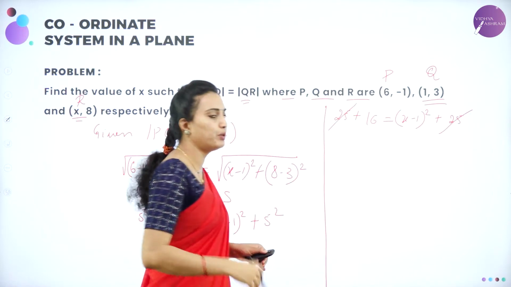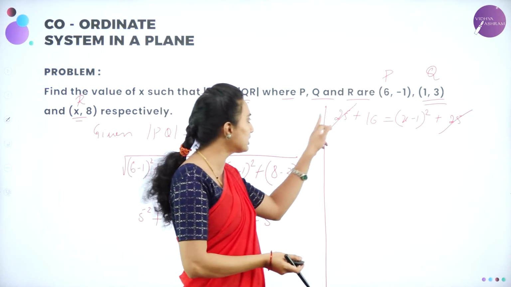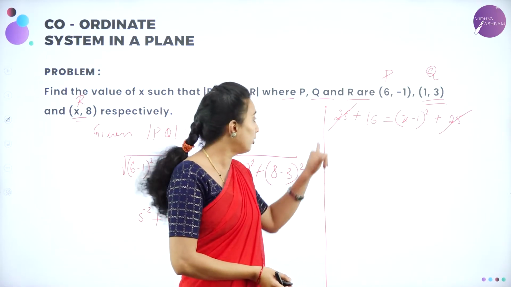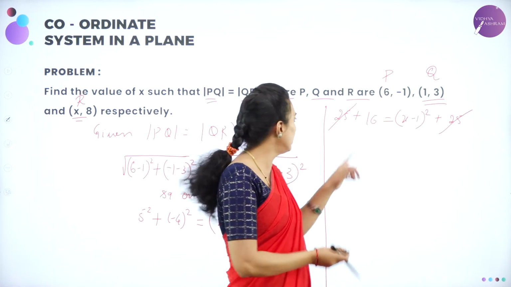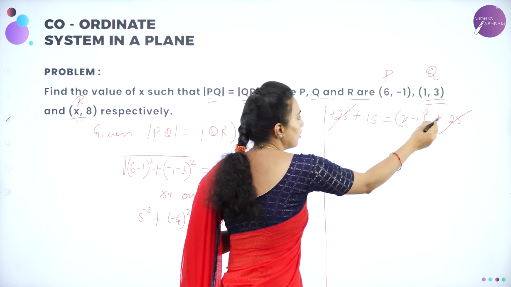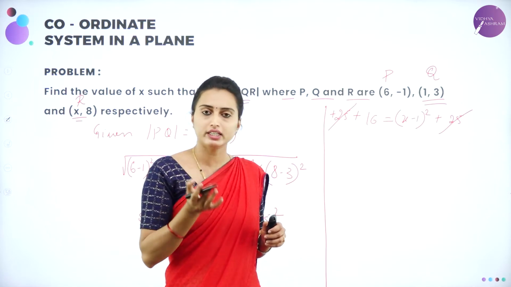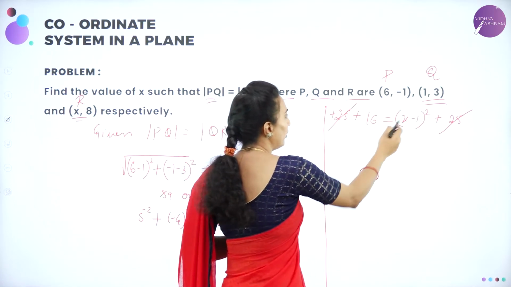Now plus 25 will get cancelled. If both the signs are positive on either side of the equal sign, it will get cancelled. Here it is positive 25, here also positive 25. If it is in an equal sign, same, it will get cancelled. Okay. So what will remain?